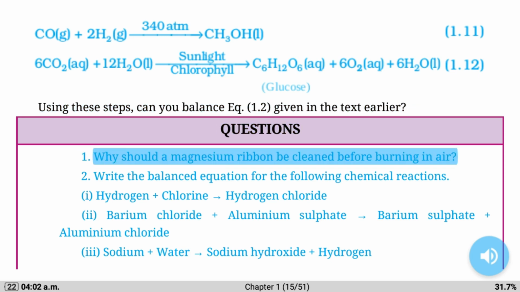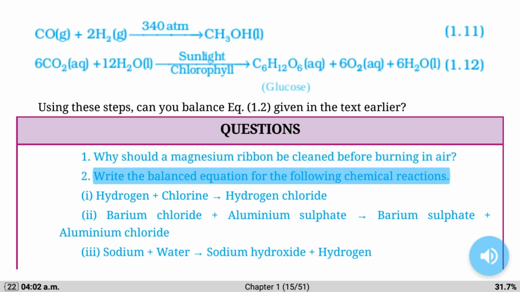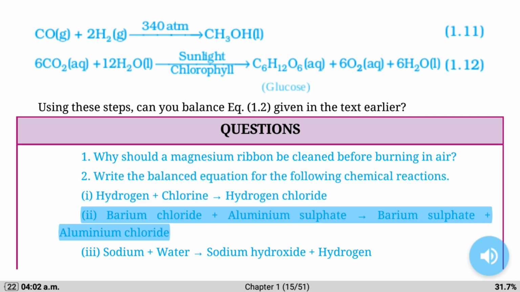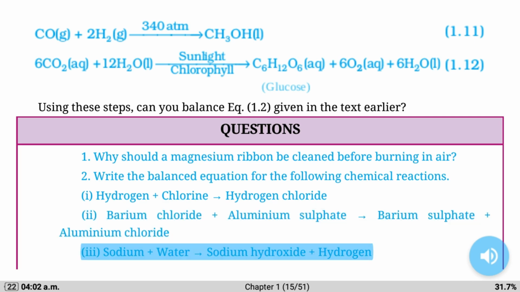Questions. 1. Why should a magnesium ribbon be cleaned before burning in air? 2. Write the balanced equation for the following chemical reactions: (i) hydrogen + chlorine → hydrogen chloride, (ii) barium chloride + aluminium sulfate → barium sulfate + aluminium chloride, (iii) sodium + water → sodium hydroxide + hydrogen.